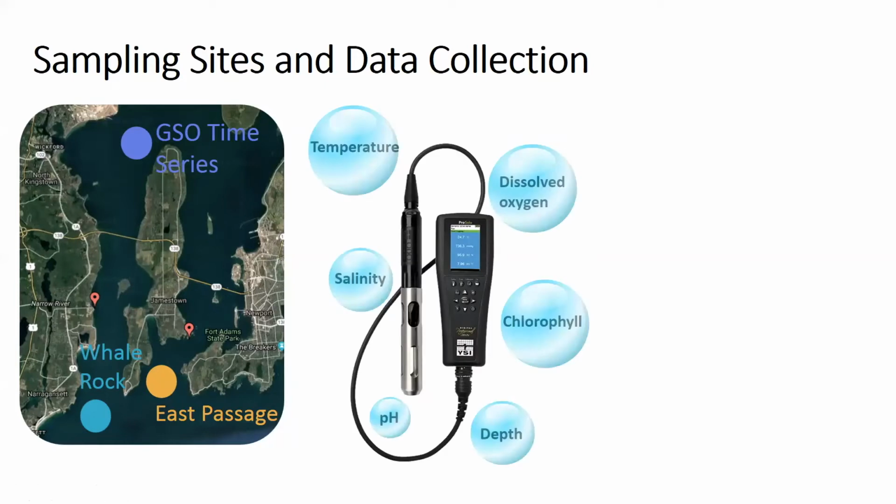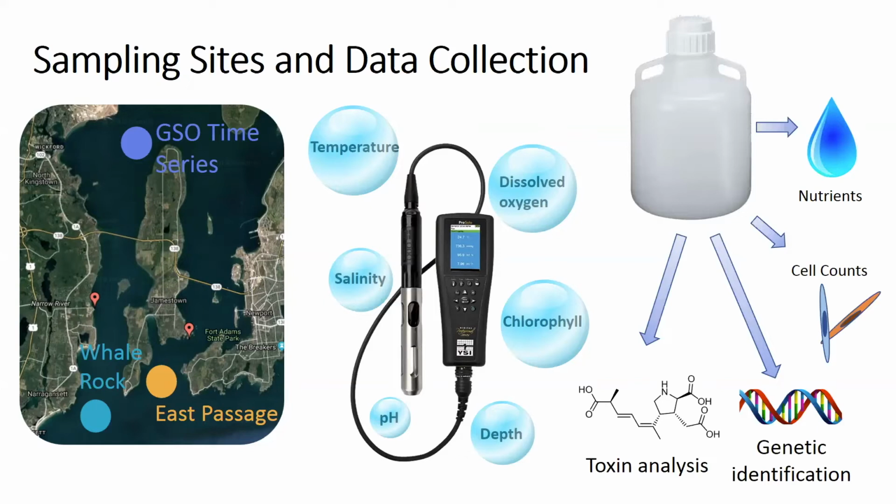So when we go out, we take an instrument called a YSI, and this instrument is going to be able to measure many of these environmental factors for us: the temperature, the salinity, the pH, the depth, the chlorophyll content, and the dissolved oxygen. And we're going to collect basically a bucket of water.